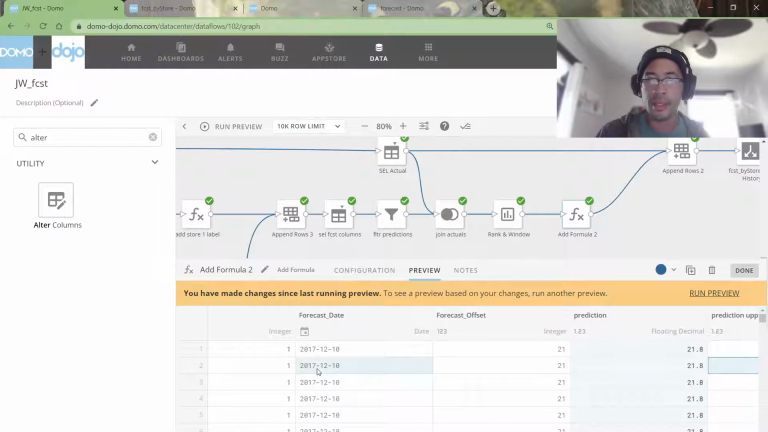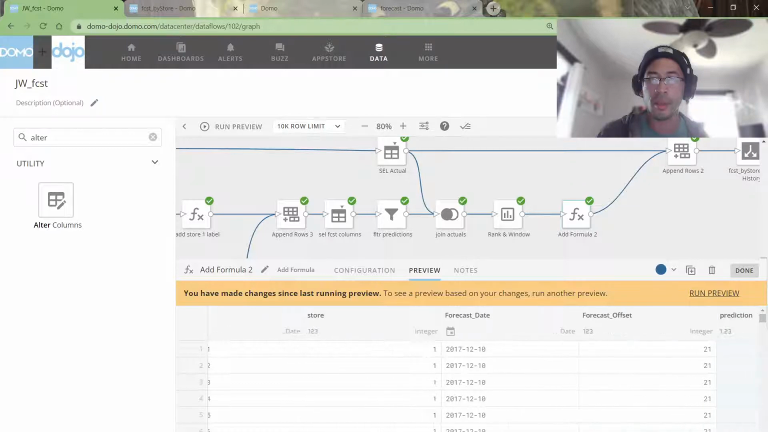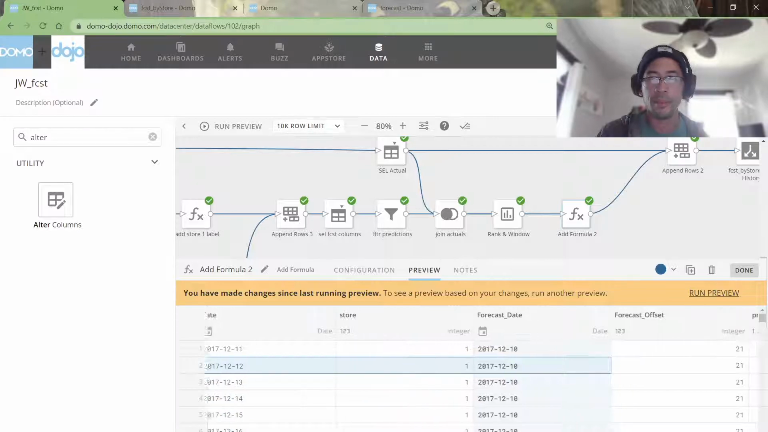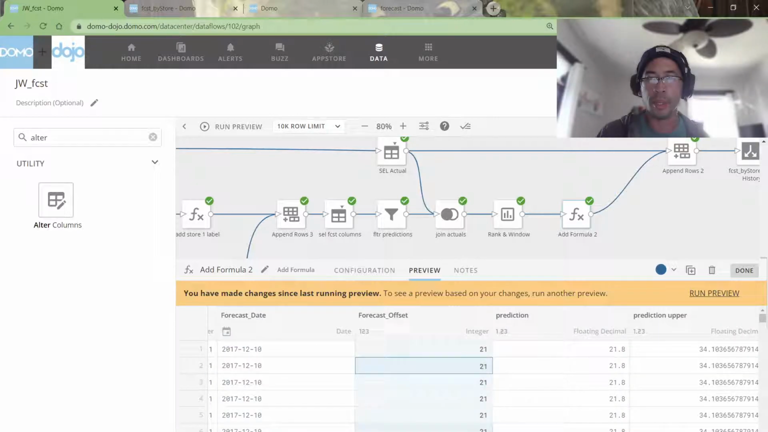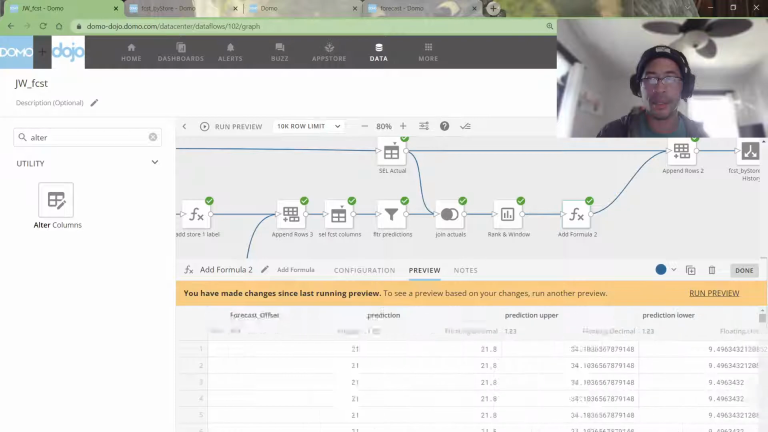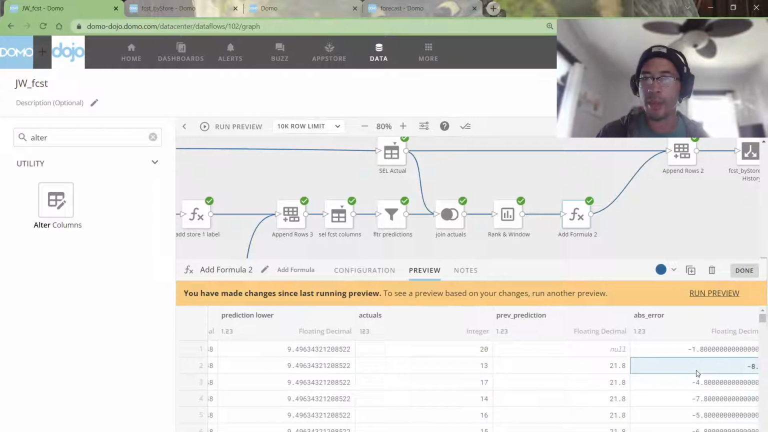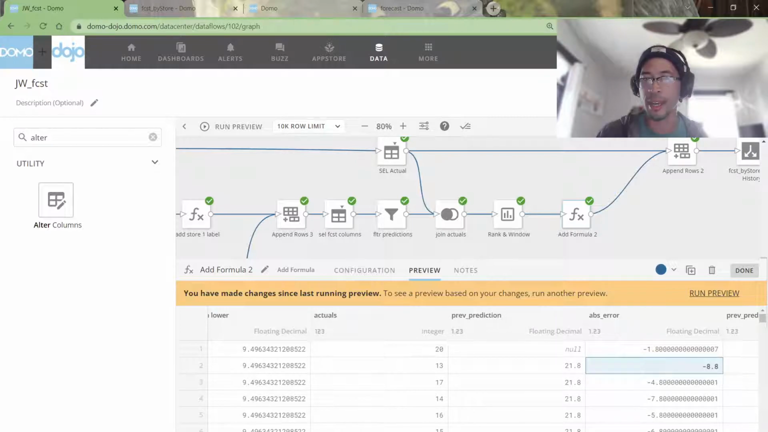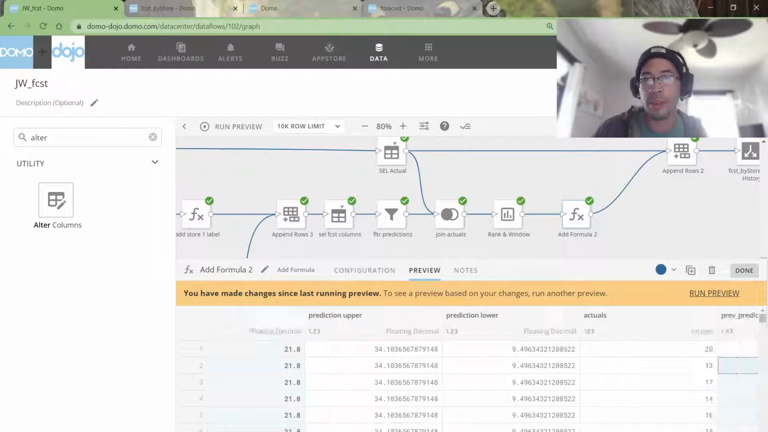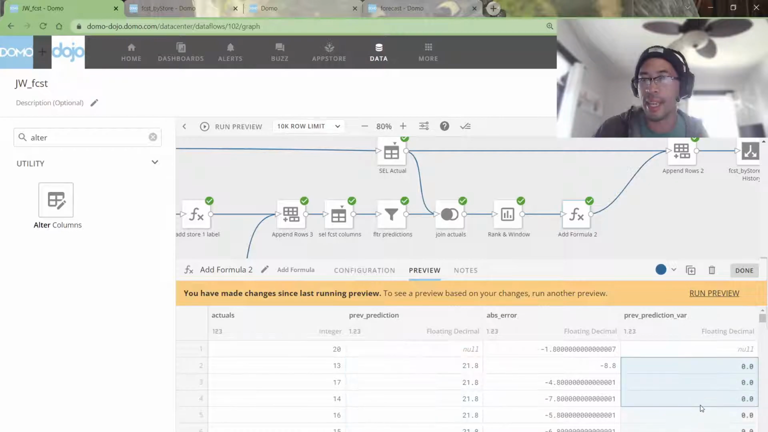On 17/12, I predicted 21.8 for 12/12. So on the 10th, I predicted 2 days later, I would sell 21 units. I actually sold 13. Ooh, that's a pretty big gap. So my absolute error was 8, which is almost 50% off. But my previous prediction was 21.8. So actually going from 21.8 down to, oh, they're both 21.8. I didn't actually have a variance in my prediction.